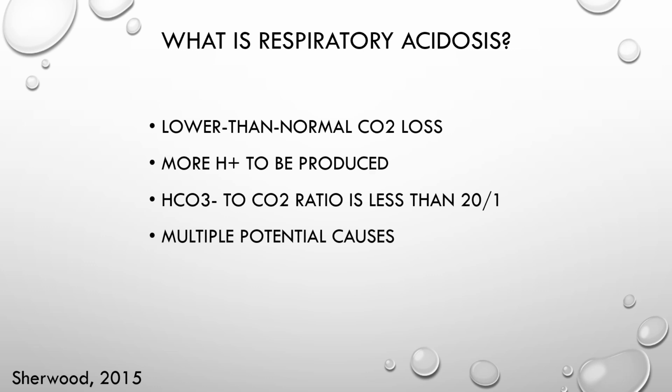Acidosis happens when the HCO3 to CO2 ratio is less than 20:1. Any value less than 20 has a pH below 7.4, which is considered acidic. The rise of CO2 causes respiratory acidosis, which has a ratio of less than 20:1.